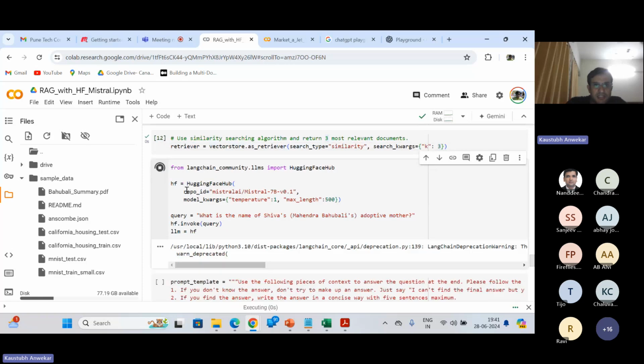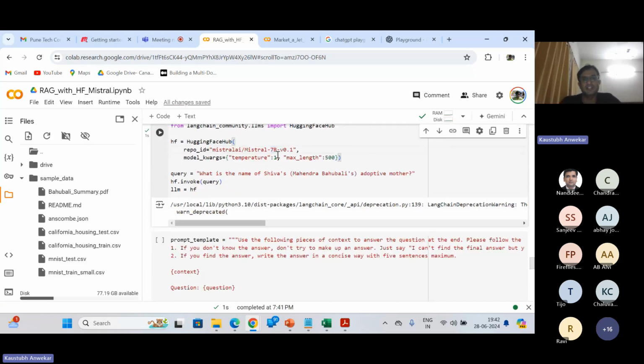Now here I'm initializing the LLM. I'm using Mistral 7B version 0.1. 7B means this is Mistral with 7 billion parameters. Now, mind you, this is open source, a free model that is up for use. So definitely the performance may not be as good as GPT-4. GPT-4 might be, I think, 550 billion or something. So way larger than this one, right?